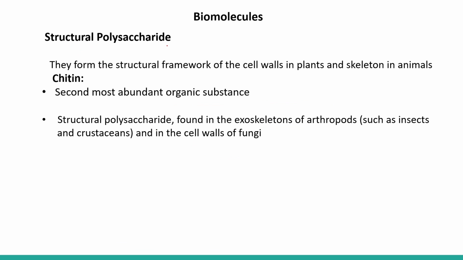Structural polysaccharides form the structural framework of the cell wall in plants and the skeleton in animals. The first one is chitin, the second most abundant organic substance. It is a structural polysaccharide found in the exoskeleton of some arthropods such as insects and crustaceans. So the exoskeleton in arthropods is made up of chitin. It is also present in the cell wall of fungi, so the cell wall of fungi is also made up of chitin.